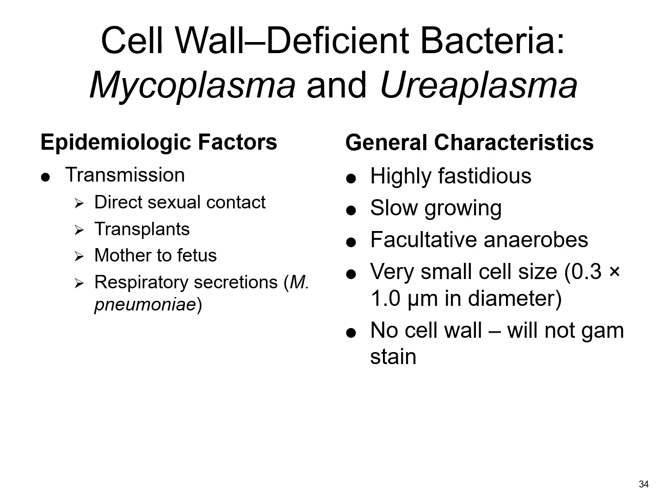So your cell wall deficient bacteria include your Mycoplasma and your Ureaplasma. And these organisms are transmitted through direct sexual contact, transplants, mother to fetus, or through respiratory secretions. They are highly fastidious, slow-growing, facultative anaerobes, and they are very small in size. They have no cell wall, so they will not gram stain. So if you were looking for this organism under a gram stain slide, you would not see it.